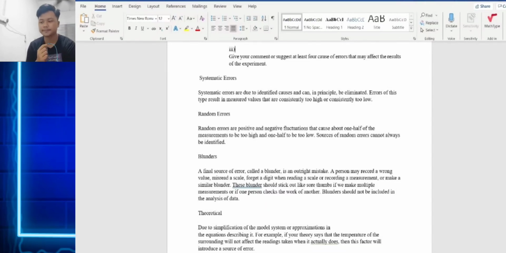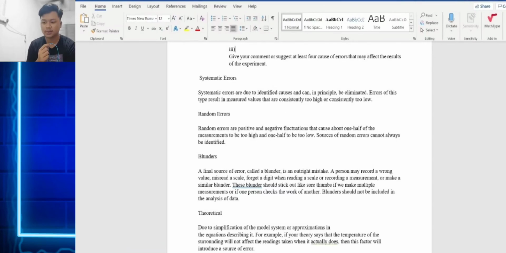The second one is random error. Random errors are positive and negative fluctuations that cause about one half of the measurements to be too high and one half to be too low. Such random errors cannot always be identified. And number 3 is blunder error.